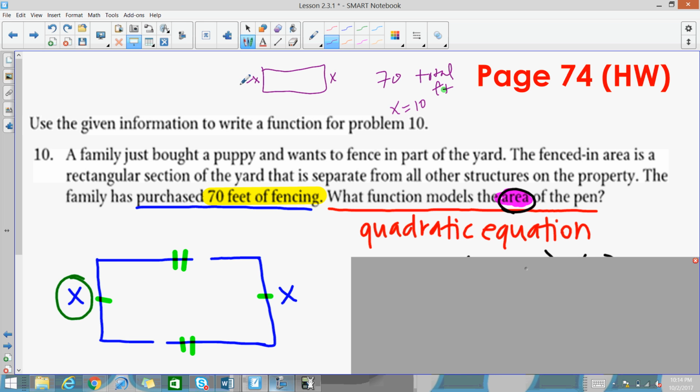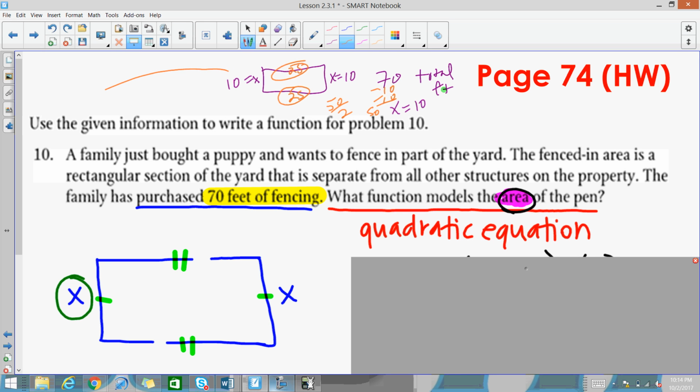If this is 10, this is 10, well, this has to be 10 too, right? If this is 10 and this is 10, what is left for these two sides? Well, you go 70 minus 10 is 50. 50 is left. Well, 50 feet is left for these two sides. You would go 50 divided by 2, and you would get 25 and 25. You see that? That's how you'd figure it out if you knew what x was.